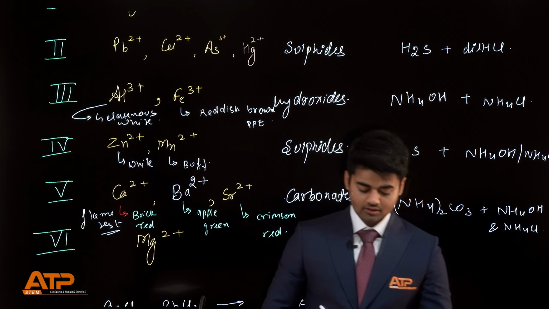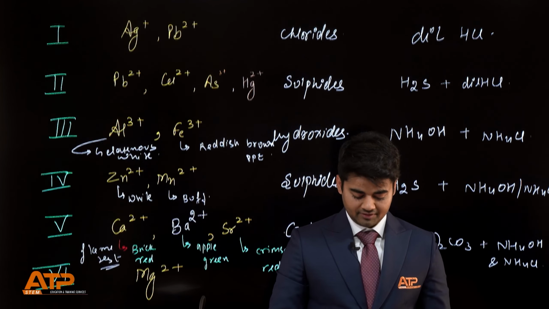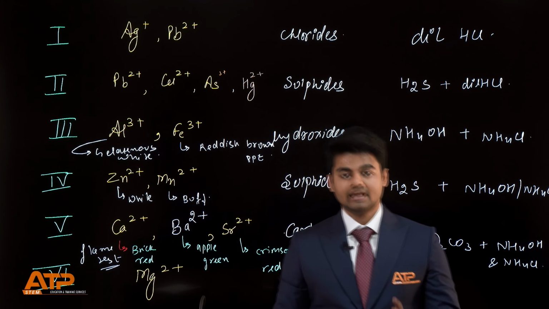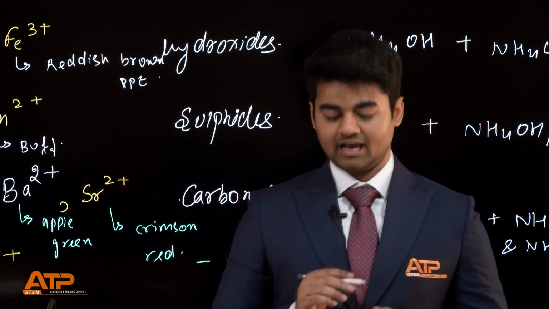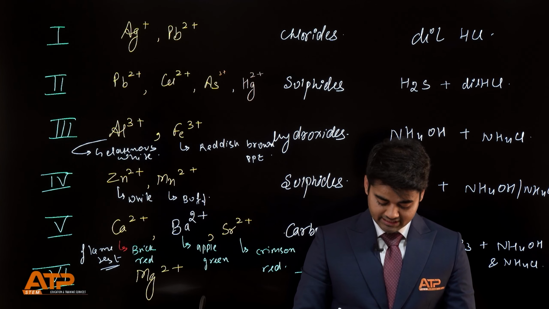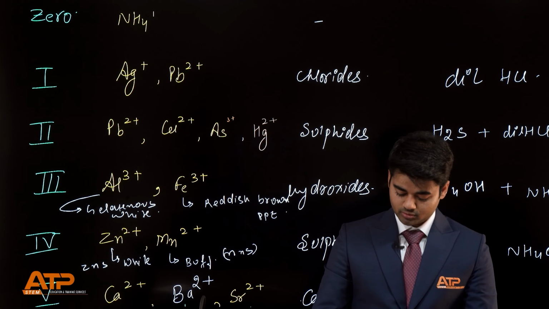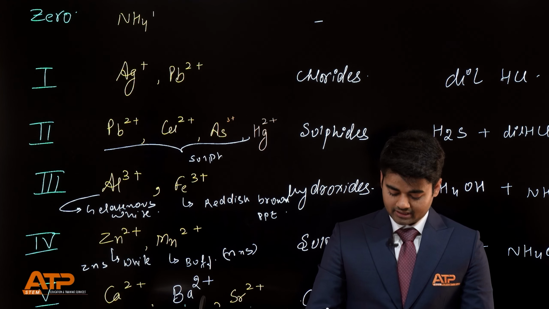Okay. In the previous group, while we were discussing group 2, I told you that all sulfides tend to be black in color except for Zn2+ and Mn2+. Their sulfides are white and buff in color. So ZnS is white and MnS is buff. On the other hand, in group 2, sulfides are black in color.